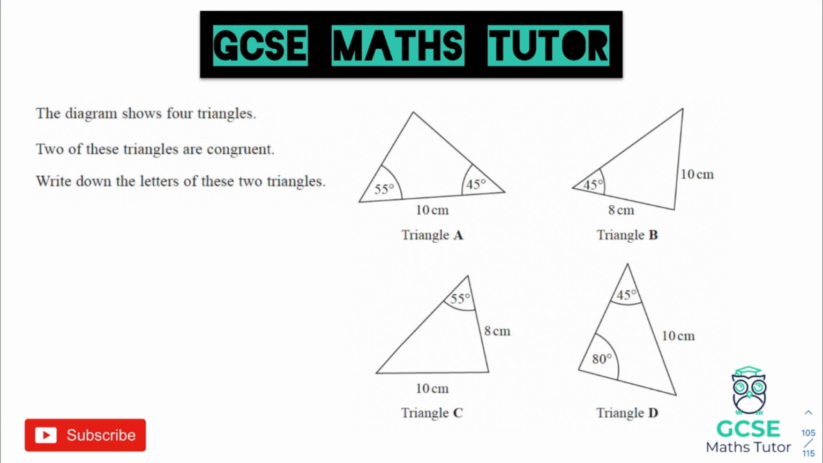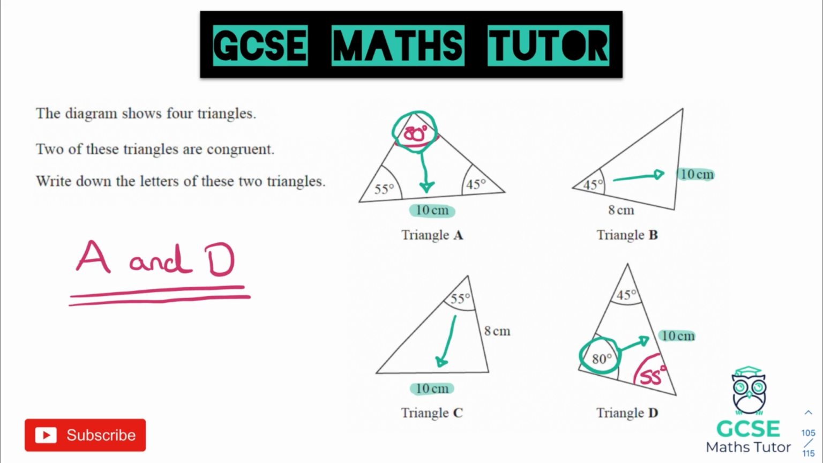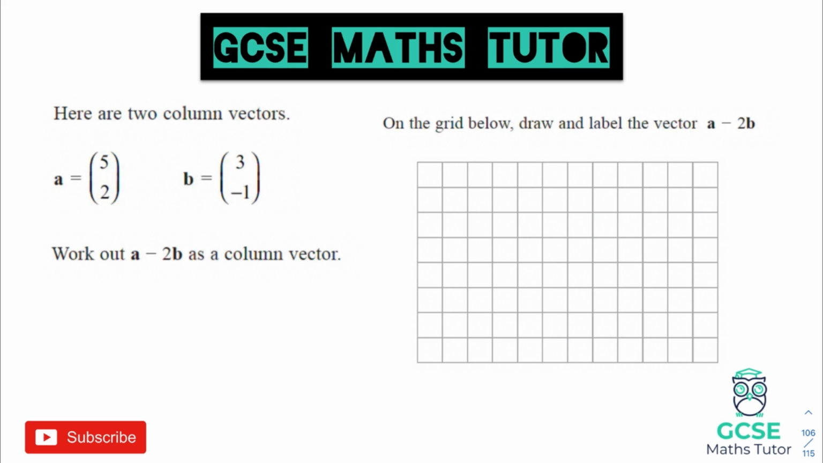Remember your congruent triangles means exactly the same. So if you're looking for two that are congruent, fill in everything that you can with any missing angles, and then just see if you can find anything that matches them up. Here I've identified which angle was opposite the 10, and you can see that there was only two where the angle of 80 was opposite the 10. So congruence was A and D.